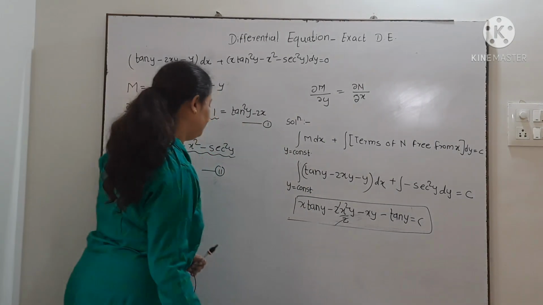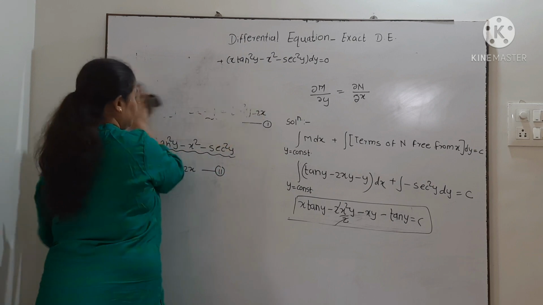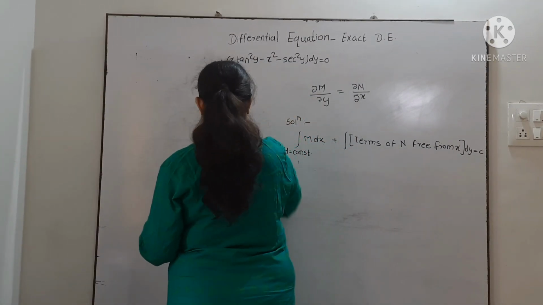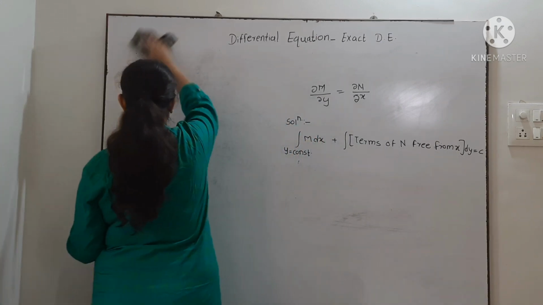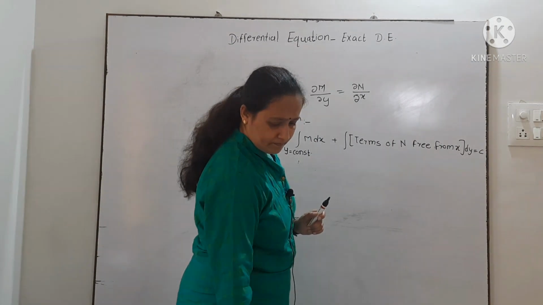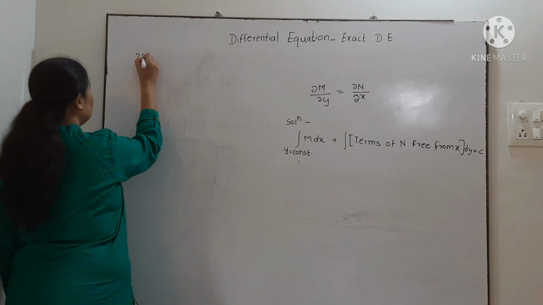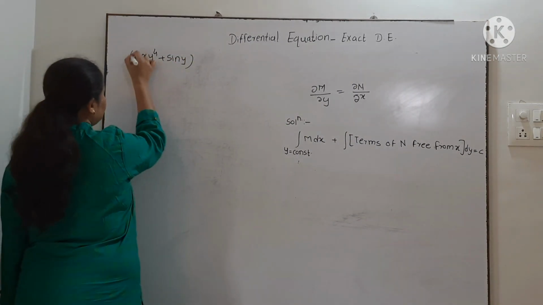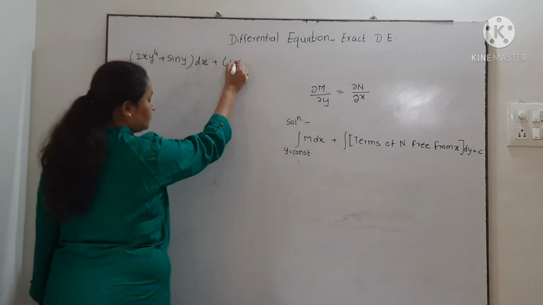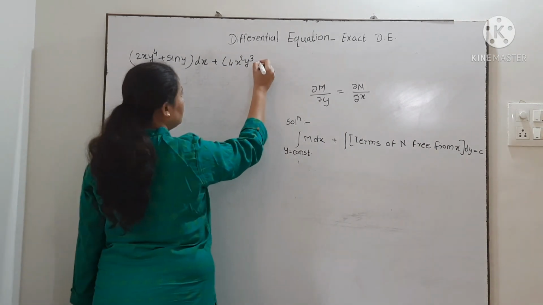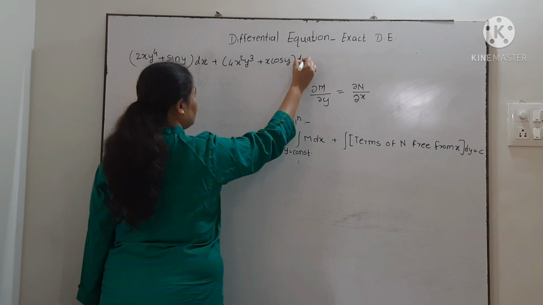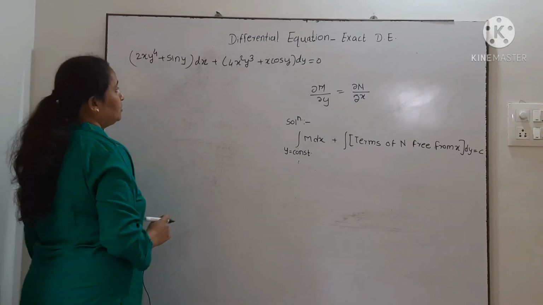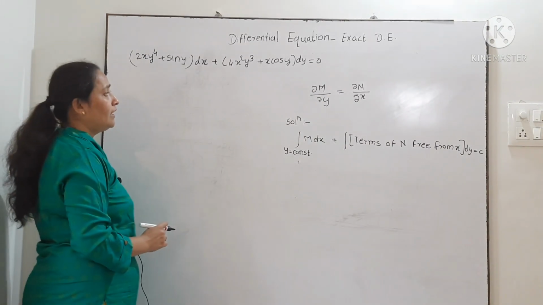We'll take one more example. We'll take another example, say (2x y raised to 4 plus sin y) dx plus (4x square y cube plus x cos y) dy equal to 0.